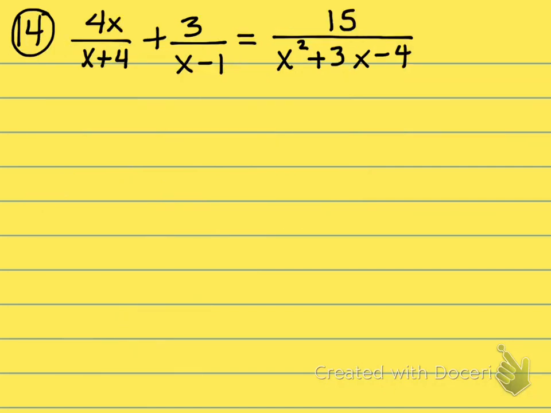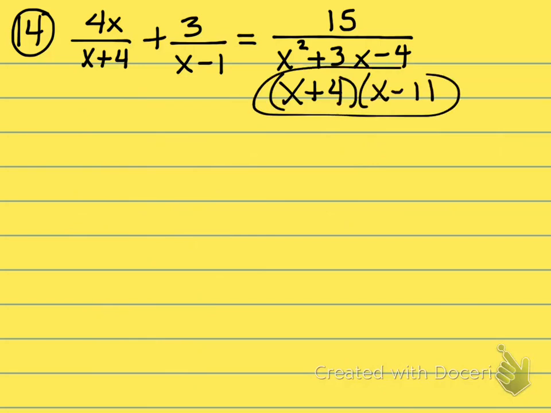Number 14. Again, the very first step should always be, when you have an unfactored denominator, to factor that denominator, because that will in all likelihood be your LCD. This one factors to x plus 4 times x minus 1. So that is our LCD.